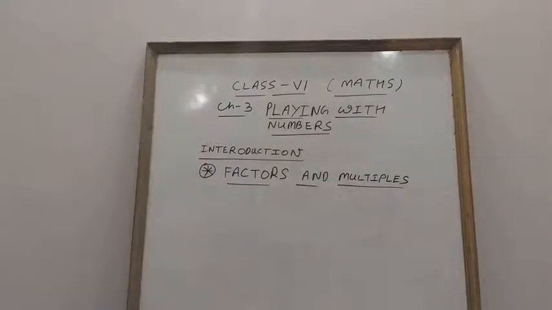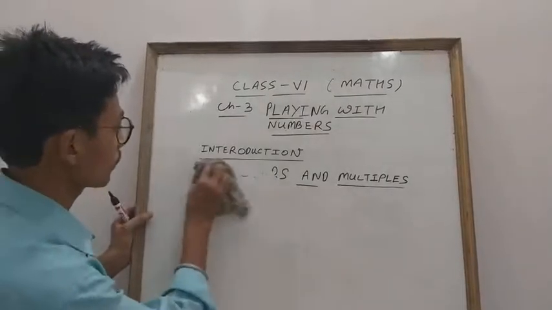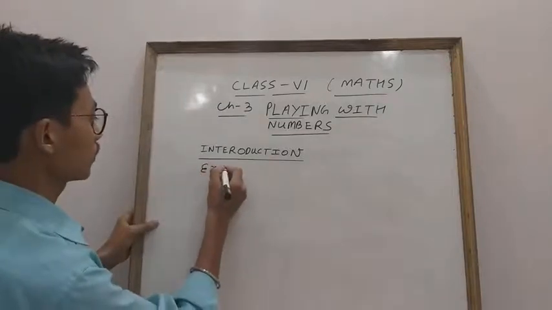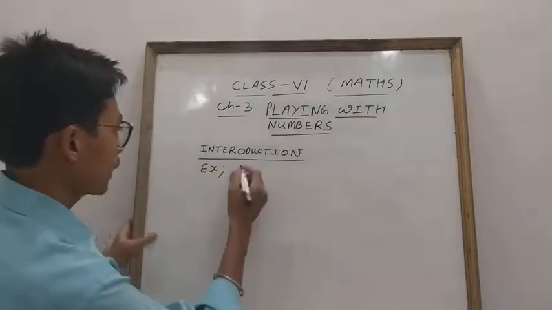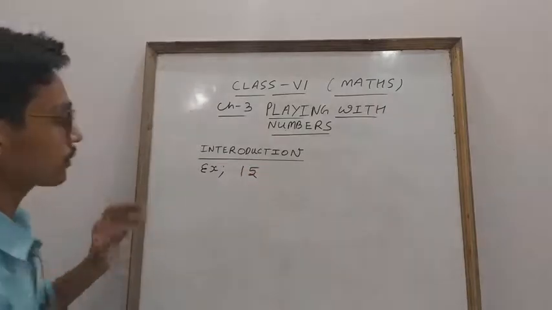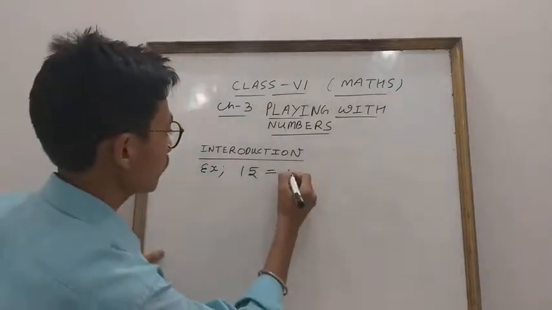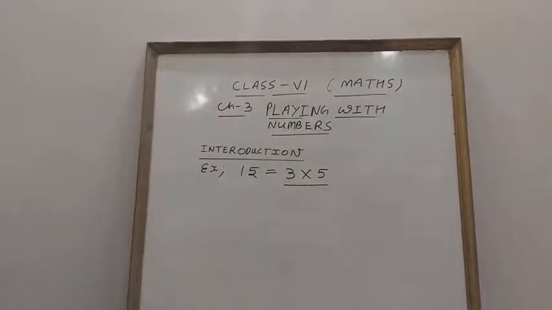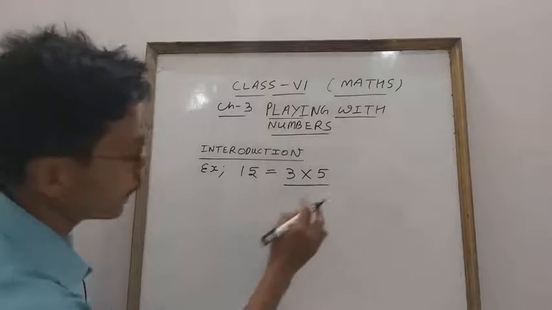So students, first we will discuss what factors are and what multiples are, and how we will use them. I will explain this with the help of one example. See carefully, here I am taking 15. Now you know that 15 you can write as 3 multiplied by 5. So 3 multiplied by 5 means 15. This is a very simple phenomenon. When you multiply 3 by 5 it will come 15.